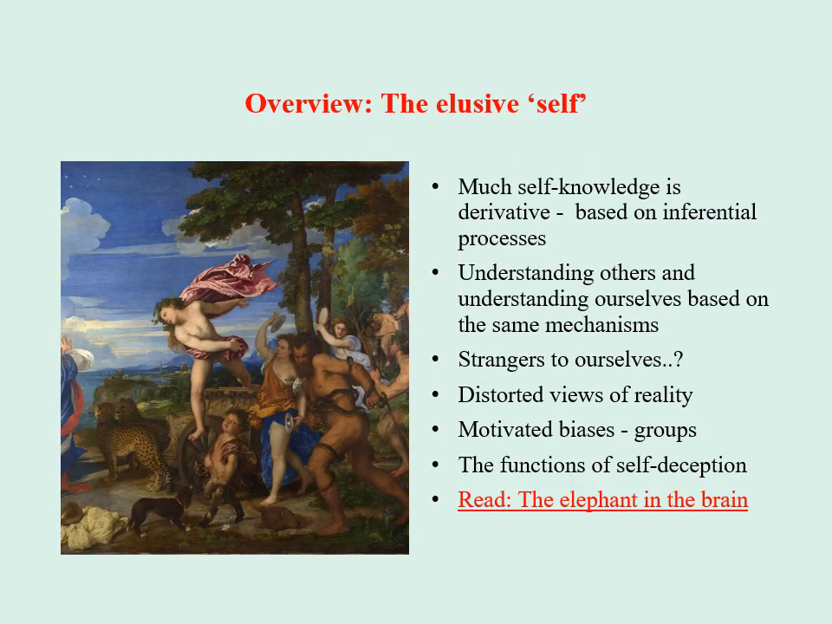So to summarize then, in this lecture, we looked at self-attribution, the elusive self. How do we know ourselves? How do we know what we feel? How do we know what we think? How do we know what we do and why we are doing it? The main message of research on self-attribution is that much of our self-knowledge is derivative, secondary. It's based on inferential processes and not on direct access to our internal workings of our mind.